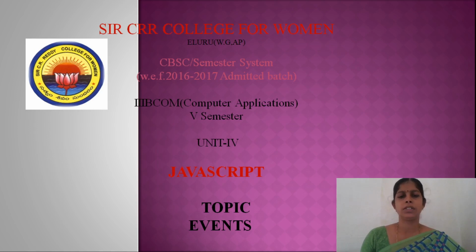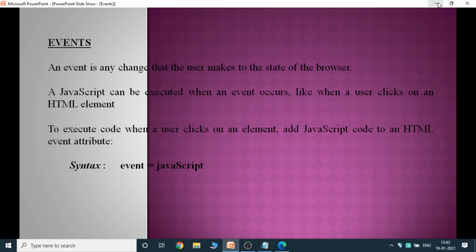Today we are going to discuss events. This is the last topic in this unit. Event. Events are the things that happen to HTML elements. An event is any change that the user makes to the state of the browser. An HTML event can be something the browser does or something a user does.